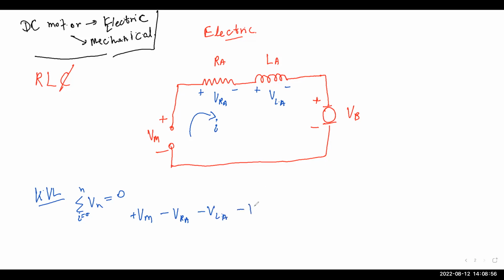And there's another drop here, VB. Okay, clear? So this is equal to 0. No issues there, right? So we have this equation. So we know we can rewrite this as VRA is equal to IRA, right? So I'll is IA, right? So we can write this as VM minus IARA.